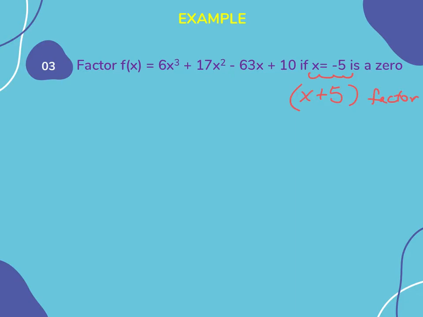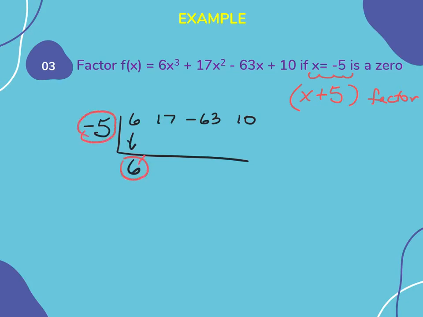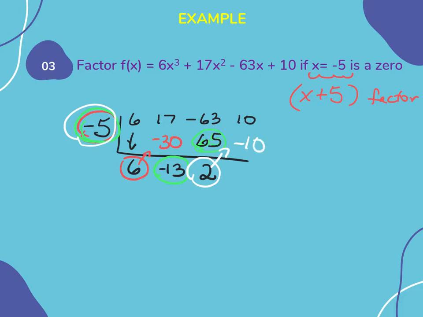So now let's go ahead and do the synthetic division. Negative 5, take all of the coefficients, and let's go ahead and bring down the first term. Let's multiply. So this and this gives me negative 30. I'm going to add the column. I get negative 13. Then I'm going to multiply negative 5 with the negative 13, which gives me positive 65. And then I'll add that column and get positive 2. And then I'll multiply negative 5 with positive 2, which gives me negative 10. Add the column, remainder of 0.